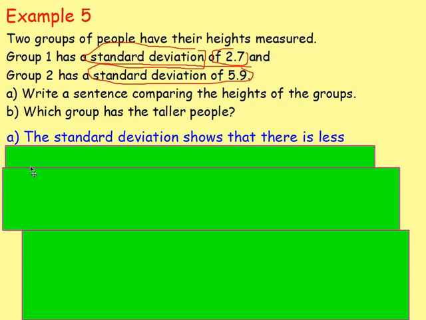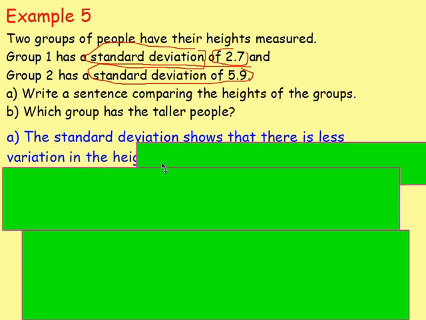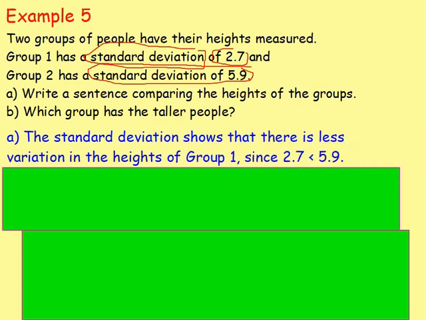Either way, you want to say what it shows you and link it back to the question. Don't just say Group 2 is bigger, Group 2 is more. Don't say something like that. Make sure you link it back to the question. Here it's talking about the heights of the people, so you would say something like the standard deviation shows that there's less variation in the heights of Group 1. And how do we know that? Well, it's because there's a lower number. The 2.7 is less than 5.9. That's how we know that there is less variation. And as I said, link it back to the question. It's talking about heights, so bring that in as well.